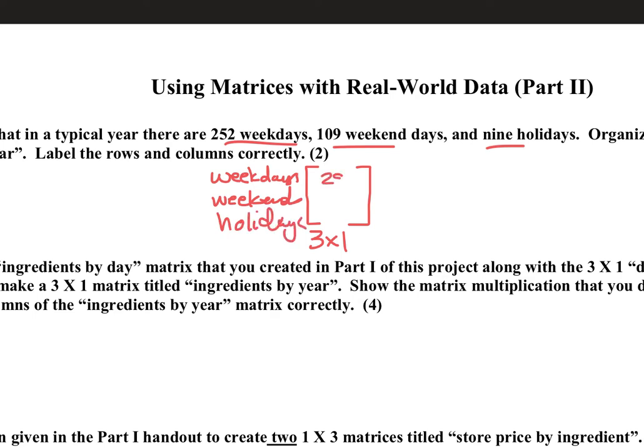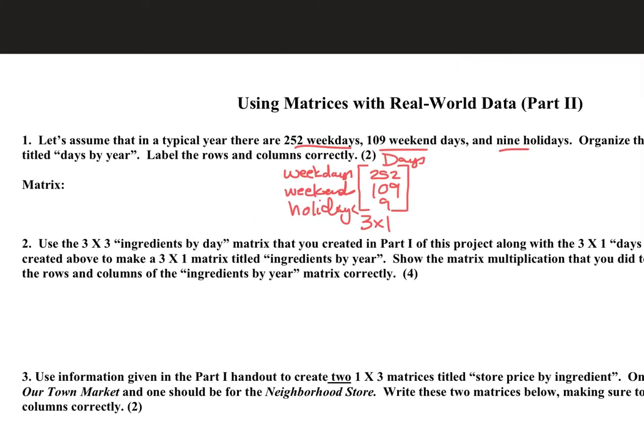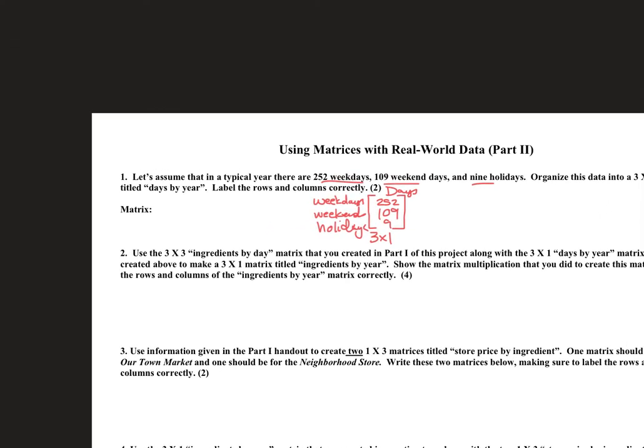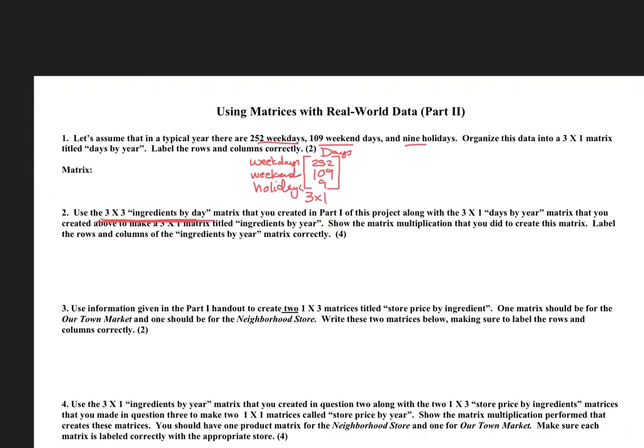We have 252 weekdays, pardon me. The 109 weekends and 9 holidays. And then, of course, let's label the top as days so we know what those numbers mean. But there we go. There's our 3x1 matrix just based off that information right there. So then I say, okay, let's take that 3x3 matrix, which is ingredients by day that we just created on the last page, and let's multiply it to the 3x1 matrix for just the sheer number of days that we have, okay?